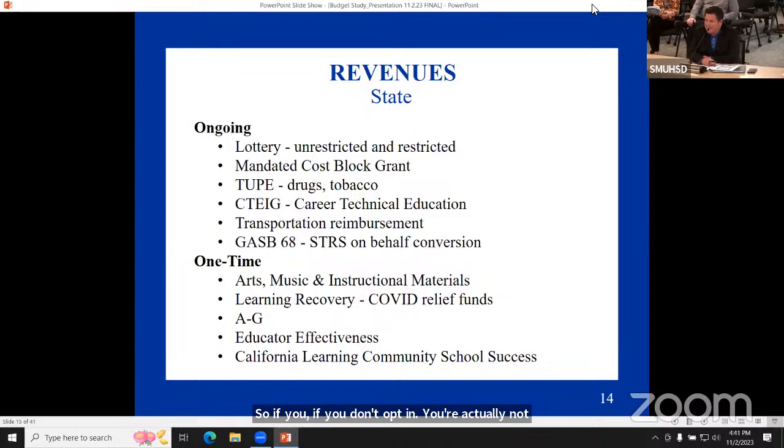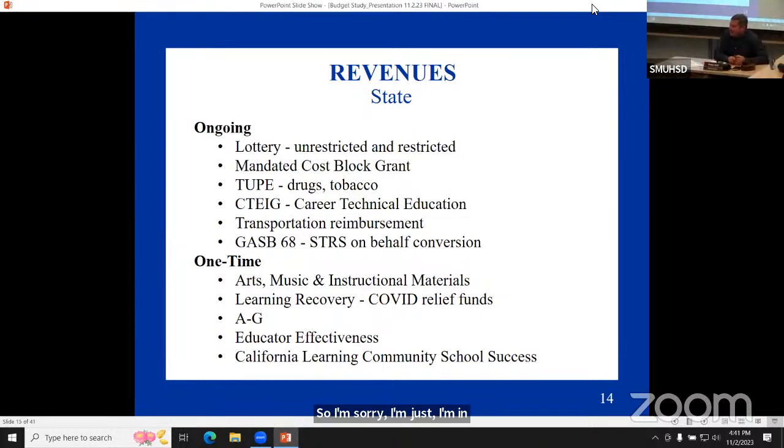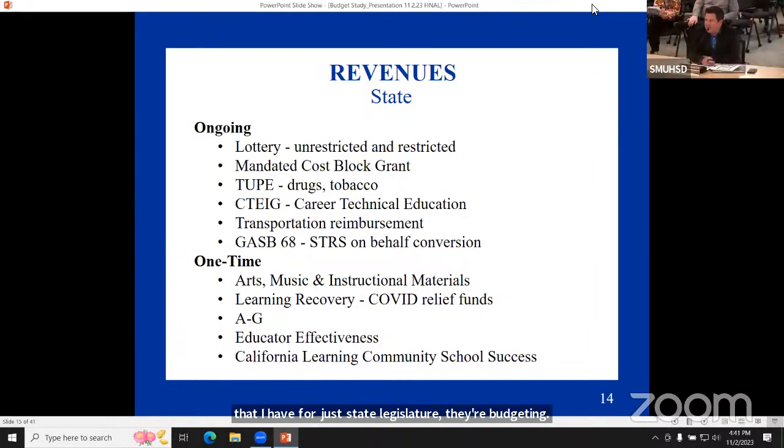So I'm sorry, I'm in awe just of the disgust that I have for the state legislature and their budgeting. But anyway. So I know everyone talks about it, and people in schools, they're like, wait, you got the lottery, right? That pays for everything, right? I haven't seen that here yet.